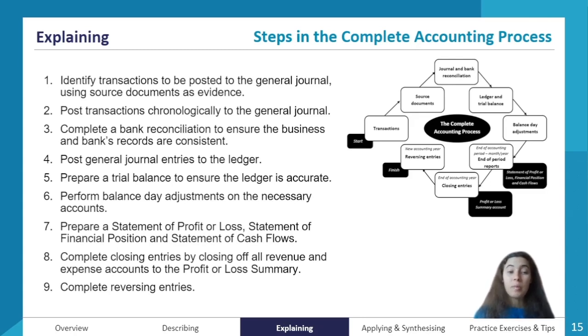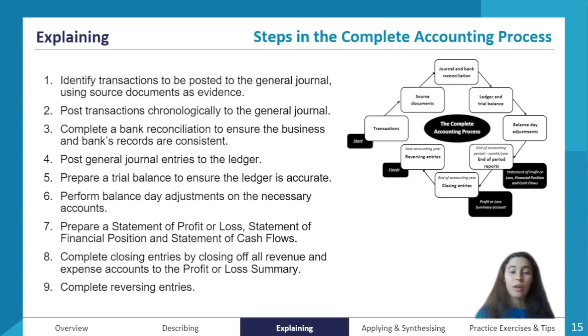Step 4 is posting the general journal entries to your ledger. And then you're preparing a trial balance. And the trial balance is really handy because it makes sure that your ledger is accurate. And you will be able to see based on the trial balance whether you've got any inconsistency between the debit and credit columns. And that will tell you that you need to go back to look at either your general journal or your ledger to see what you went wrong with.